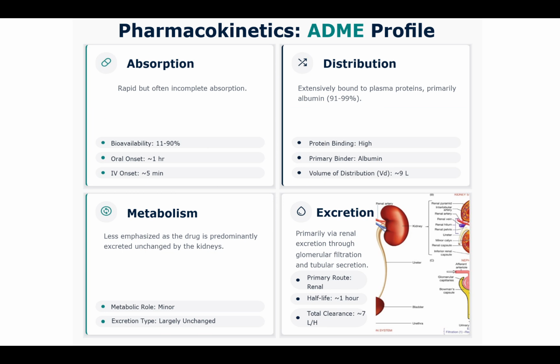Regarding metabolism, specific details on furosemide's metabolism in humans are less emphasized in pharmacology as its primary elimination pathway is through the kidneys. Finally, excretion. Furosemide is primarily eliminated via renal excretion. Its half-life is relatively short, approximately 1 hour. This rapid excretion is consistent with its potent but generally short-acting diuretic effect as it directly promotes the excretion of salt and water. The total body clearance for furosemide is reported as 7 liters per hour.